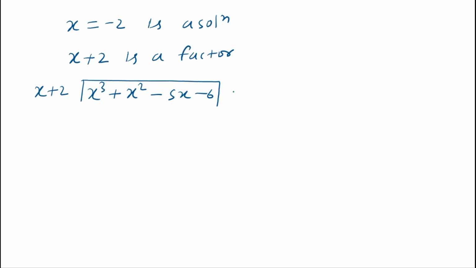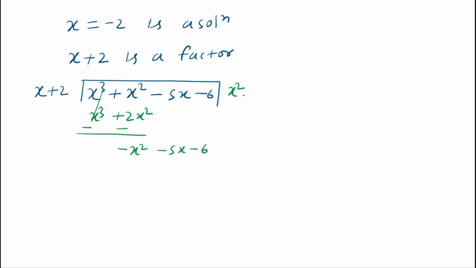Now here if we take x square and multiply it by x plus 2, then you will get x cube, and x square multiplied by 2 gives 2x square. Here minus and here minus. Then this is plus x cube and this is minus x cube, both cancel out. Here x square and minus 2x square, this is minus x square minus 5x minus 6.